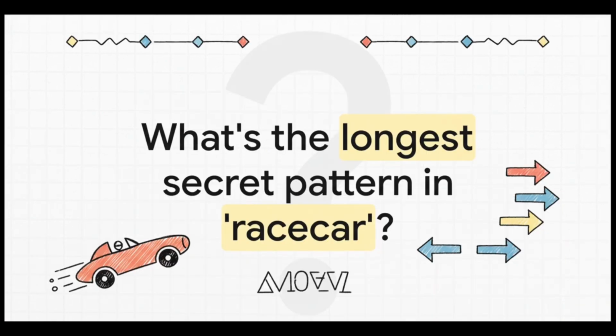Okay, so let's kick things off with a little warm-up. What's the longest secret pattern you can find in the word racecar? Go on, think about it for a sec. Yep, you got it? It's a bit of a trick question. The answer is the whole word. Racecar is a perfect example of what we're hunting for today, a palindrome.